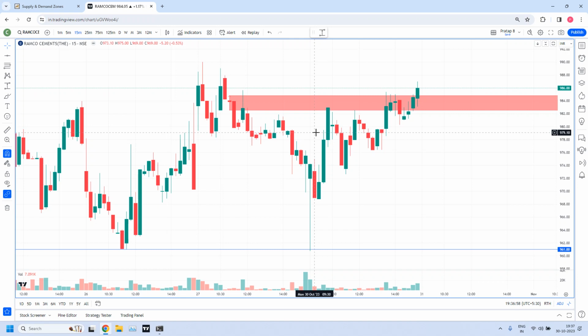Kotak Bank, 13% return on the investment. Sorry, Dr. Reddy's. Kotak Bank, 6.6% return on the investment. All these things happen from high liquidity. They are not happening from normal zones, normal demand and supply zones.